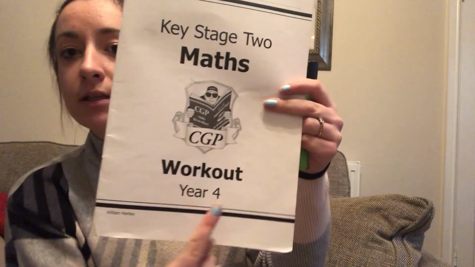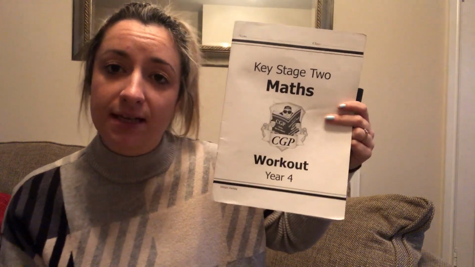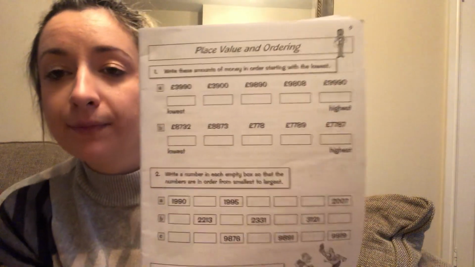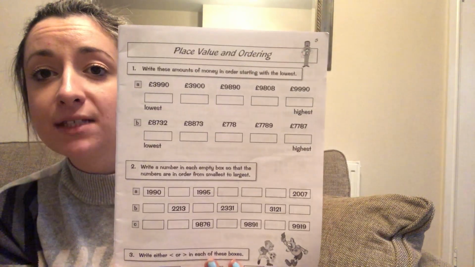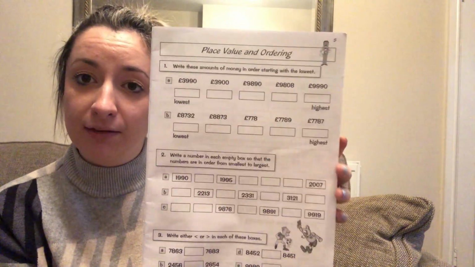This video is going to be for the children who've got the Year 4 booklet at home. If you have got this booklet with Year 4 on, then this is the video for your Friday's maths lesson. Now I'd like you to turn to page 5 in your booklet. Today we are going to be learning about place value and ordering. This is something that we've been doing previously in the week. We're just going to be doing some different methods.